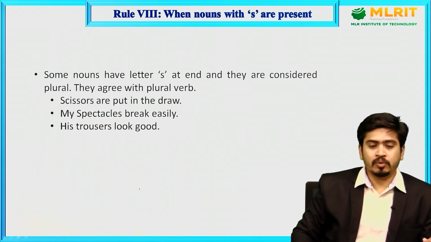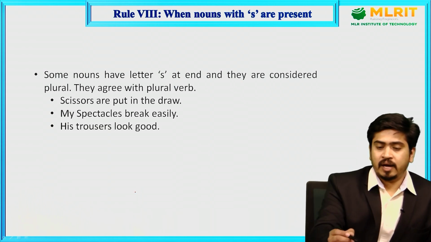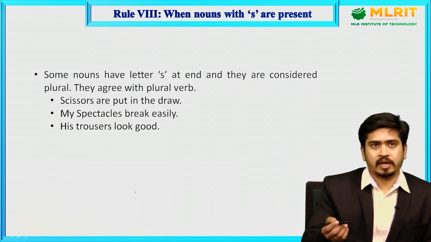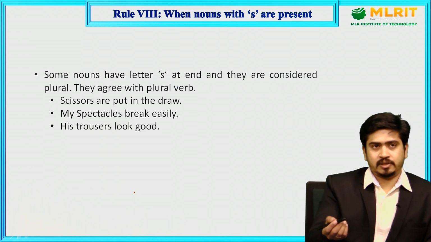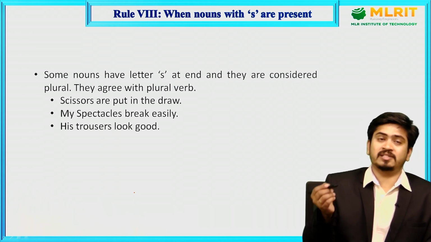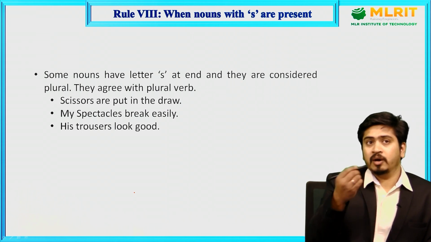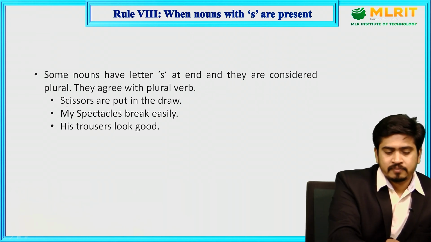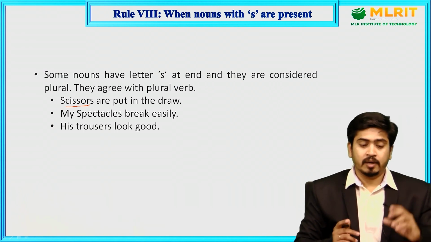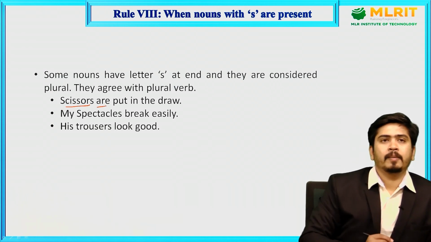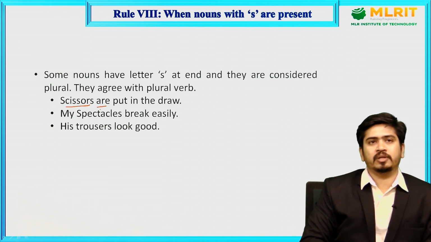Now, coming to rule 8, this is the last rule. There are some nouns that get S at the end, but they are a single object. Though it is a single object, the verb used is plural. See the example here: scissors. A scissor is a single object, but still you use a plural verb there. Scissors are put in the drawer.